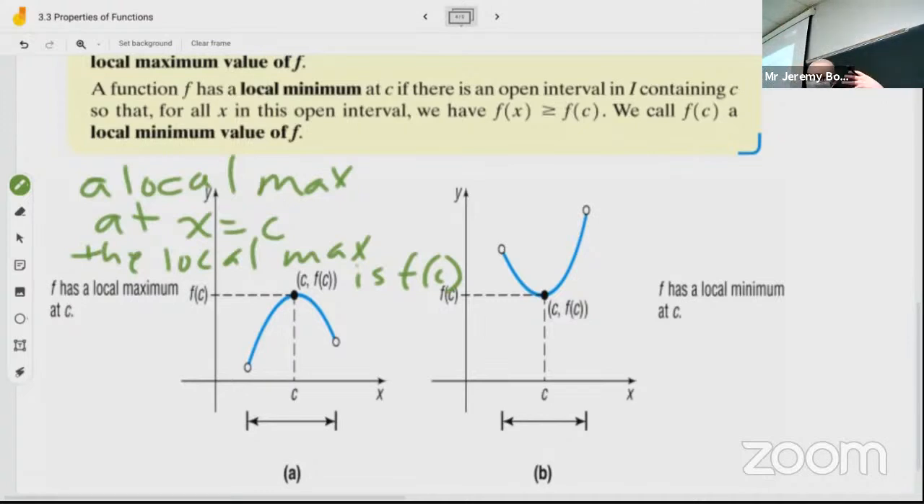I always just think about it like a mountain. If you ask me where the peak of the mountain is, I'm going to give you a location, longitude and latitude. If you want me to know what's the peak of the mountain, I'm going to give you an elevation. How high is it? And the same thing for minimums. It's going to be the bottom of the valley, the bottom of the canyon, however you want to think about it. Where's the minimum happening? At x equals c. What is the minimum? It's going to be the y value.